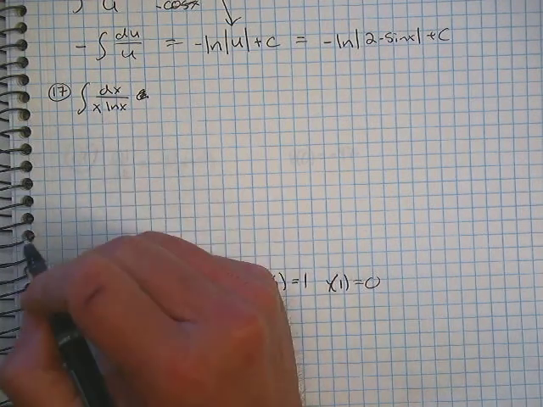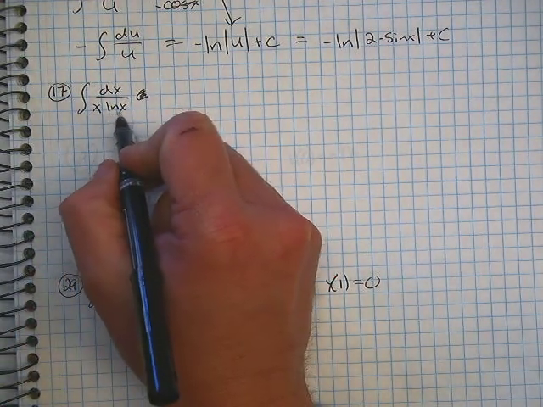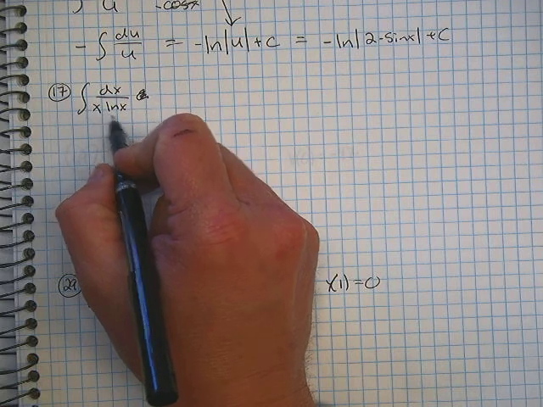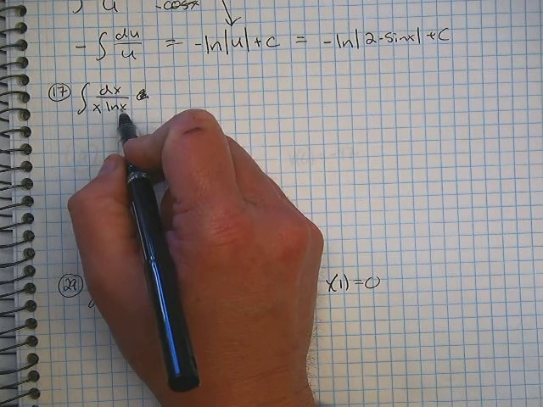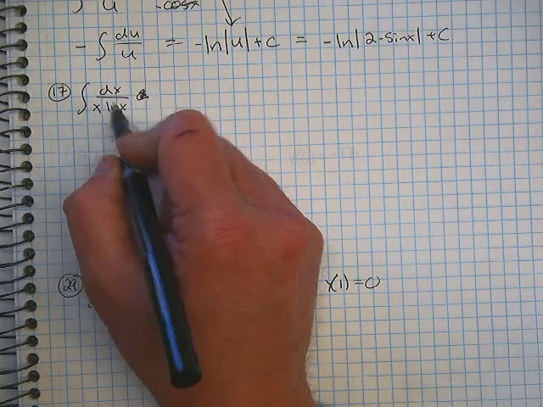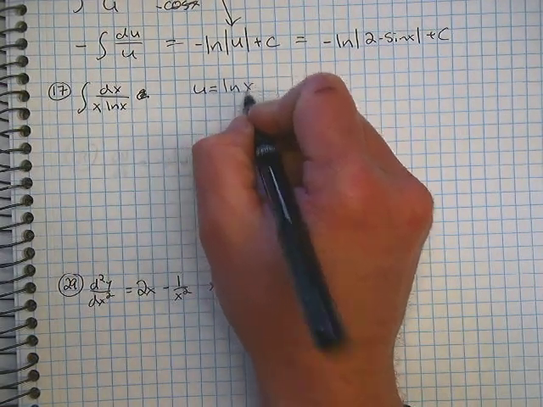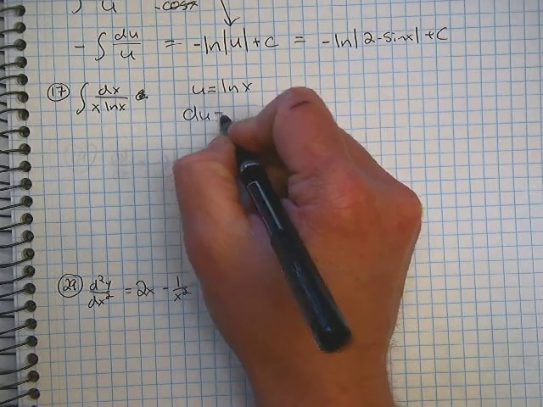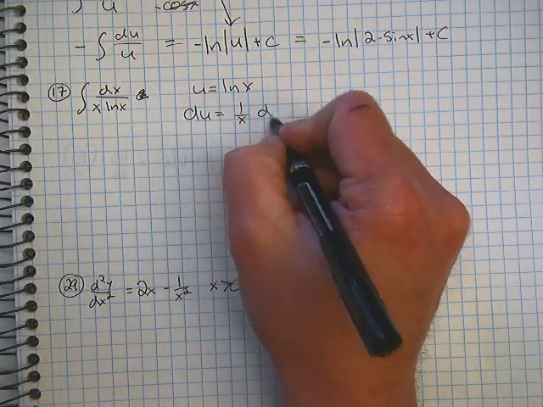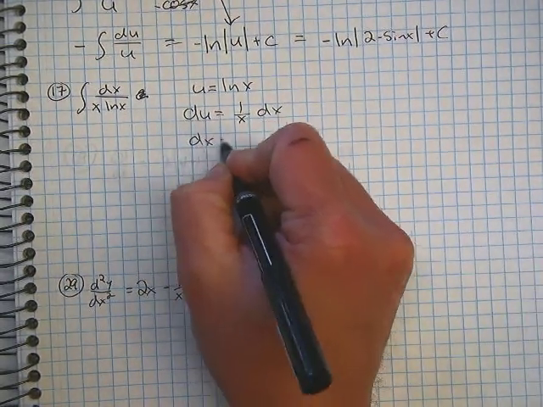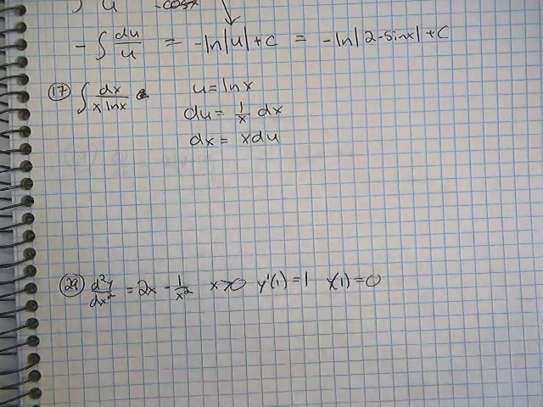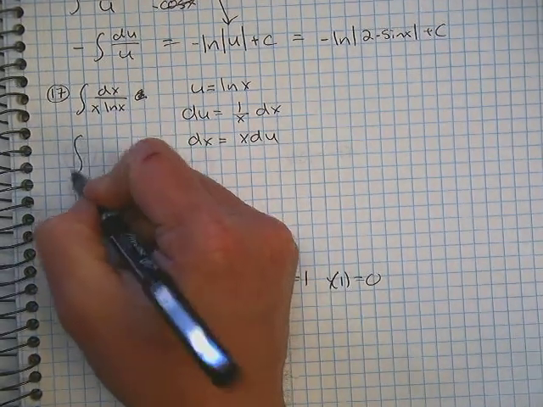So 17 gets a little bit tricky. You have to realize there are going to be a lot of natural logs in there, and you have to understand what's going on with the natural logs. If I looked at this problem, I would say natural log of x, and the derivative of natural log of x is 1 over x. So I would say, oh, my u is going to be natural log of x. du equals 1 over x dx. Then dx equals x du.